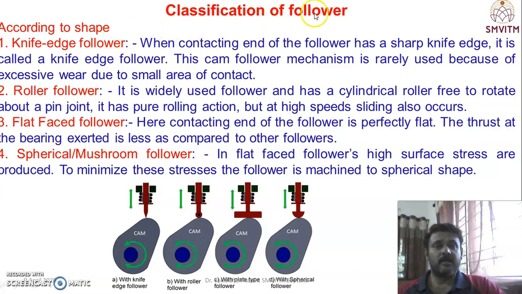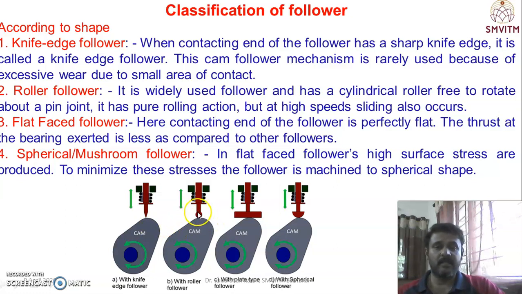According to the shape of the follower, it may be classified into knife edge follower. That is in figure 1. In this figure, the knife edge follower, the contact end of the follower has a sharp knife edge. These types of followers are rarely used because excessive wear takes place because of the small contact area.